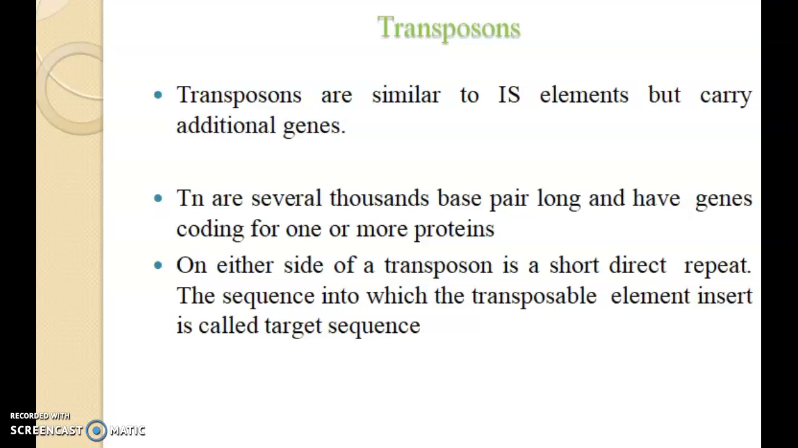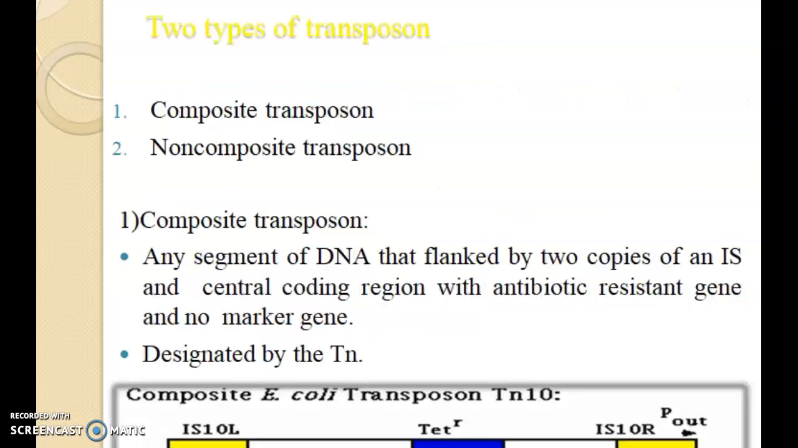Next important is that these transposons are larger mobile elements and are more complex in structure than the IS element. They contain functional genes in addition to those required for the transposition. Such genes generally confer resistance to antibiotics. There are two types of transposons: the first one is the composite transposons and the second one is the non-composite transposons.